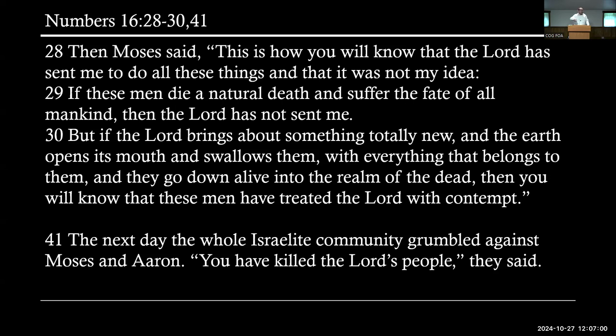We skipped this part, but that's what happened. The earth swallowed them. And what happens the very next day? The whole Israelite community grumbled against Moses and Aaron and said, "You have killed the Lord's people." So even though Moses said, "You'll know that the Lord is doing this if this happens," they still blame Moses. And yet God exacted his justice that day.